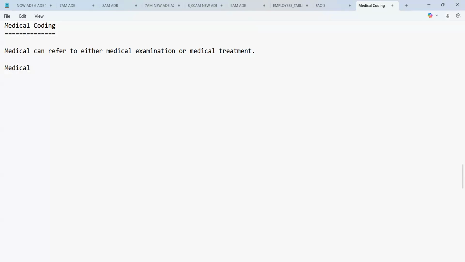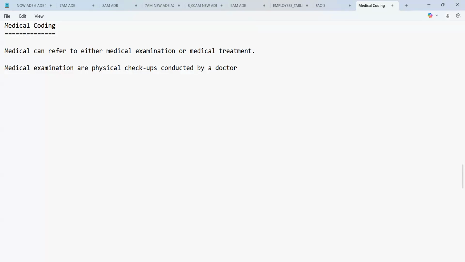Now, guys, what is medical examination? Medical examination is physical checkups, exactly. So medical examination is nothing but physical checkups conducted by a doctor. Okay.